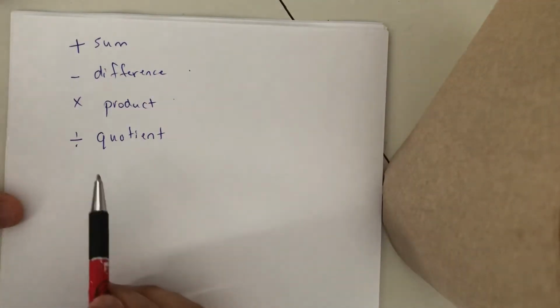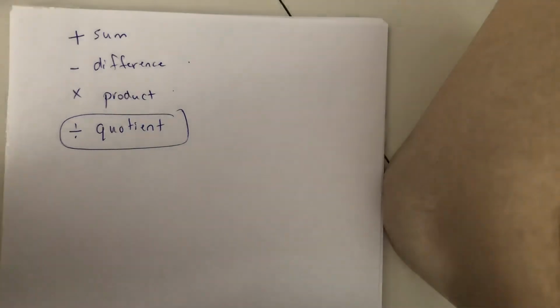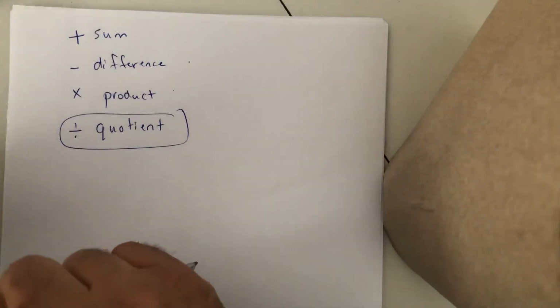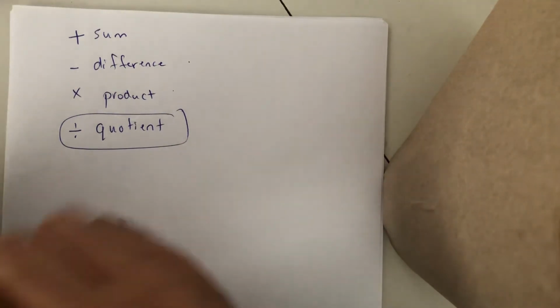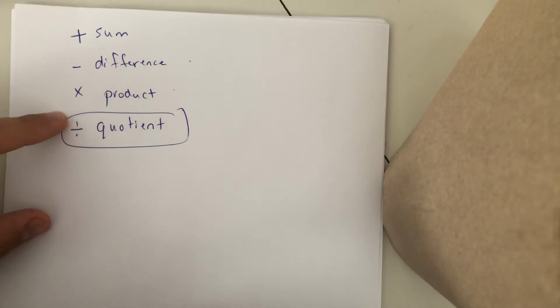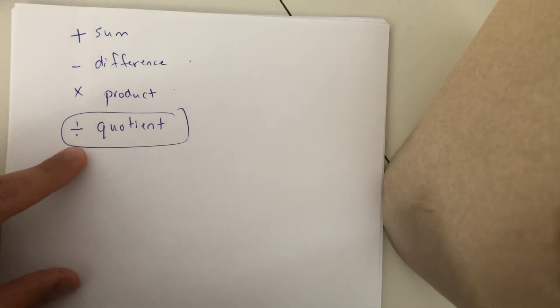So now this is something new that we're going to learn. So now if I say find the sum of the numbers, that means you must add. If I say find the difference, that means you must subtract. If I say find the product, that means you must multiply. If I say find the quotient, that means you must divide.